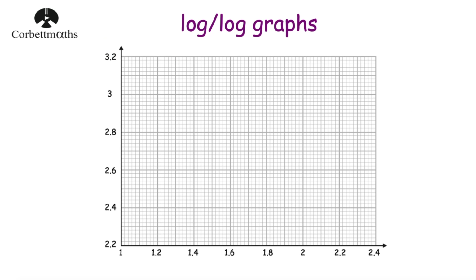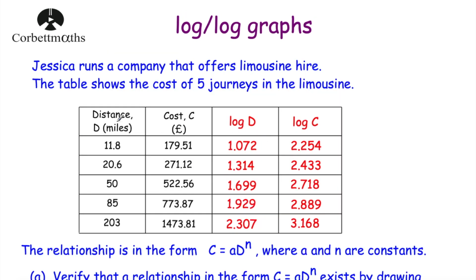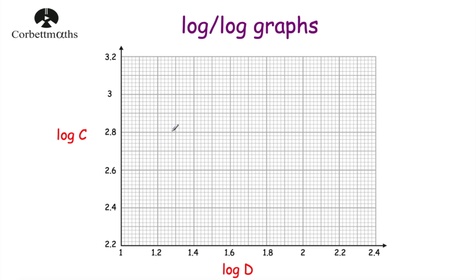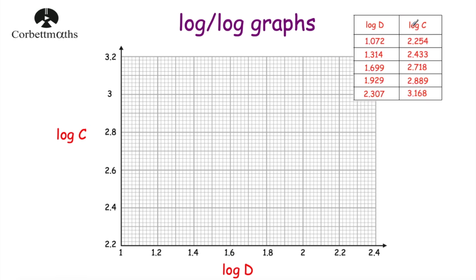So let's label them. So remember, we've got going across horizontally, log D. So let's write log D here. So log D going across horizontally, and the log of C, the log of the cost, going up vertically, log C. So we've got log D going across horizontally and log C going up vertically. Now we just need to plot our points. So let's get our table. So we've got log D and log C. And then here's our table, these are our points.